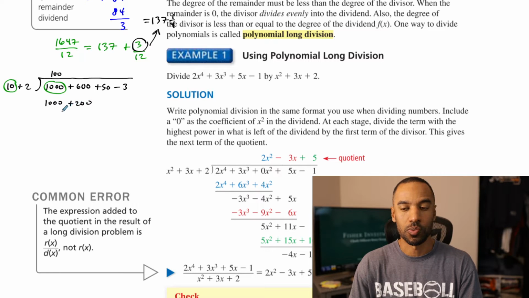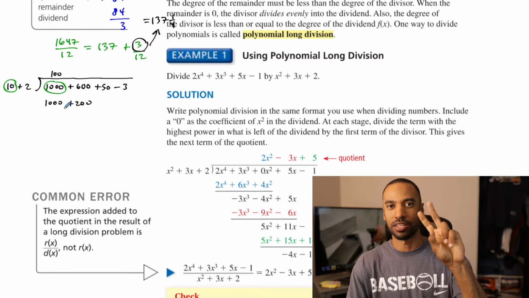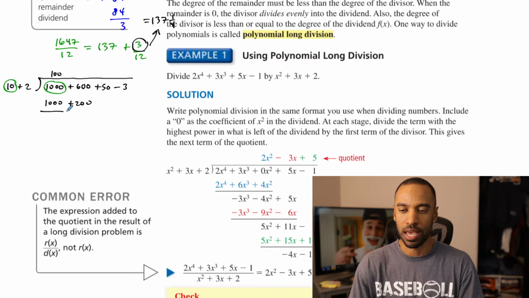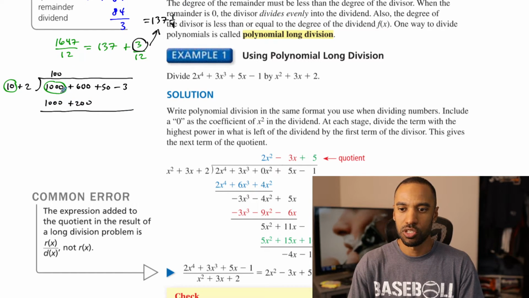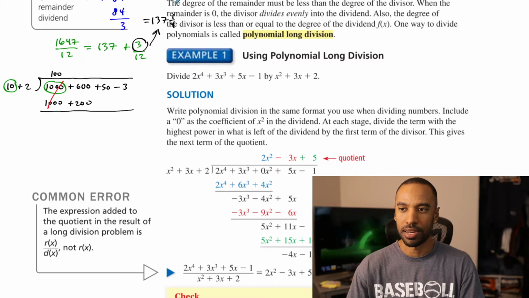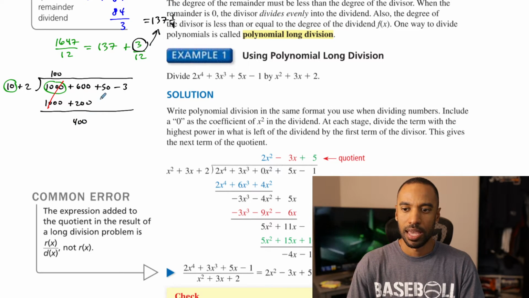And you're going to subtract this result, but only combine like terms, meaning only subtract thousands with thousands, hundreds with hundreds, things like that. Now, 1,000 minus 1,000 is 0. Those cancel out. 600 minus 200 is 400. Down comes the 50 and the minus 3.